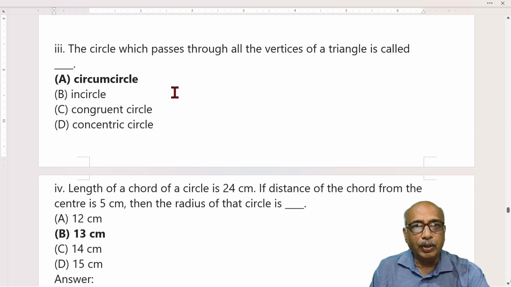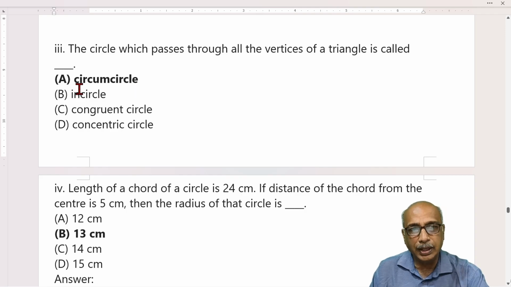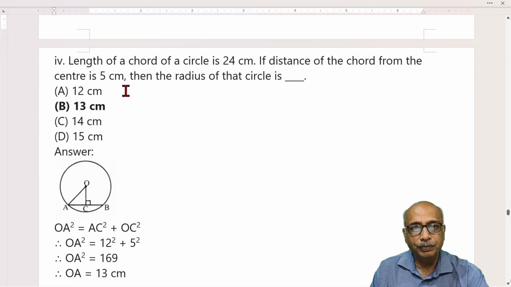The circle which passes through all the vertices of a triangle is called circumcircle. When we bisect the sides and draw the circle which passes through all the 3 vertices, so option is A, circumcircle.